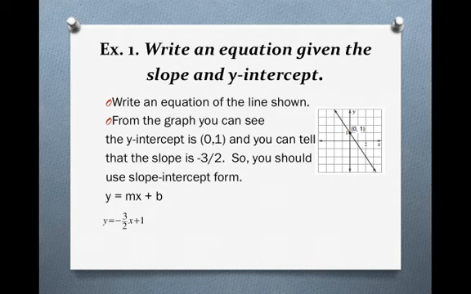So you should use slope-intercept form, y = mx + b, and you can use that the slope is negative 3 halves, because we start at (0, 1), and we go down 1, 2, 3, and then we go to the right 1, 2, and we end up back on the line. That's our slope, so you plug that in for m. y = -3/2 x + 1.